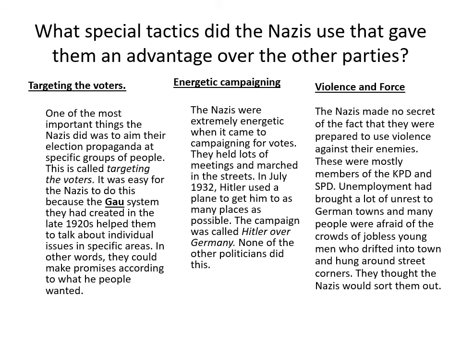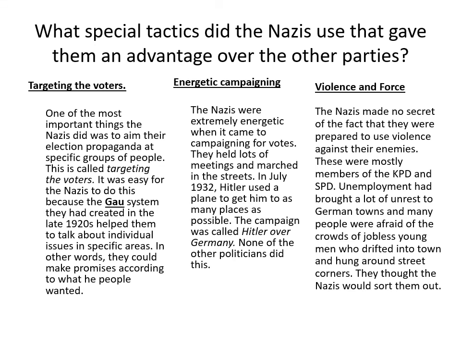And we also have energetic campaigning. The Nazis were extremely energetic when it came to campaigning for votes. They held lots of meetings and marched in the streets. And in July 1932, uniquely, Hitler used a plane to get him to as many places as possible. The campaign was called Hitler over Germany. None of the other politicians did this. This enabled Hitler to get his message across Germany in a way that other politicians and other political parties could not do.